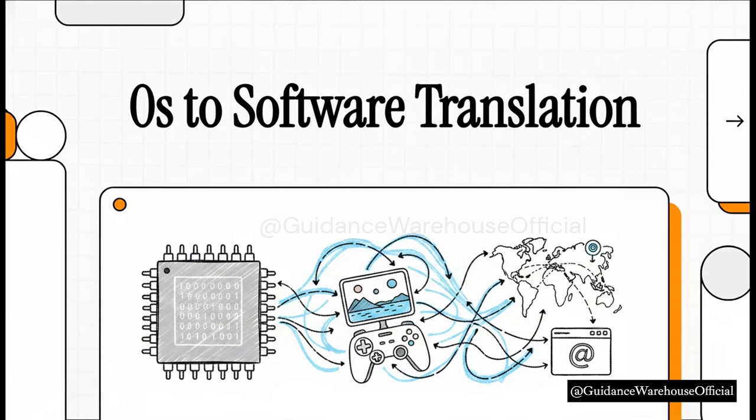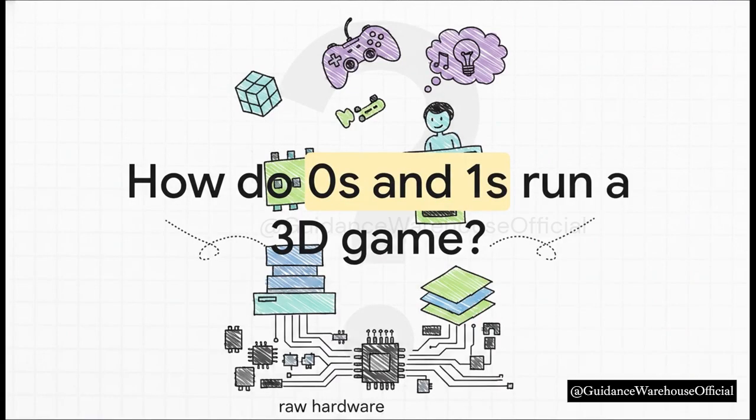Picture a completely mindless piece of silicon. It's just a tiny chip that literally only understands one thing: electrical pulses, zeros and ones. So how on earth does that little rock run a massive, hyper-realistic 3D video game, or instantly connect you to anyone in the world through a web browser?